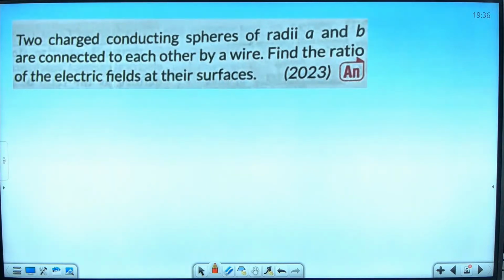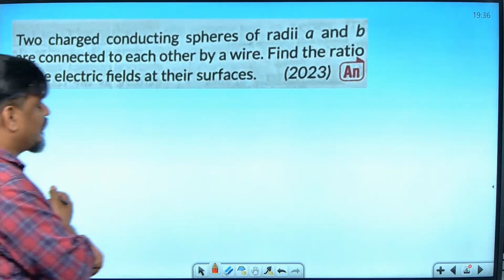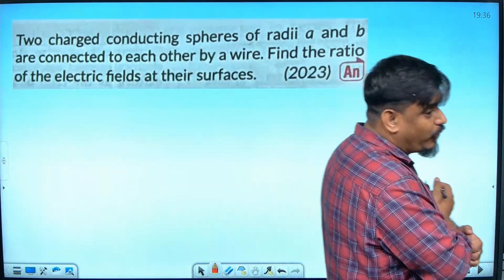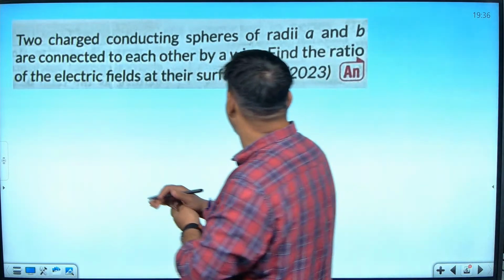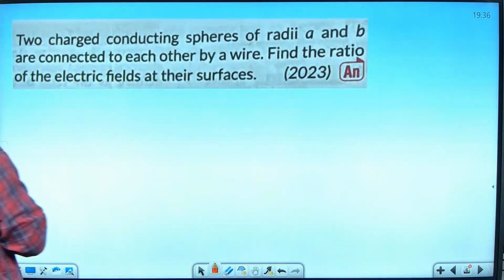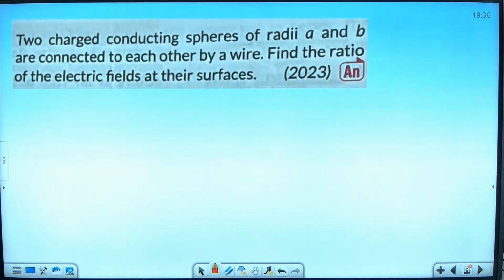Now, start solving this question, guys. This is the question from the last year board paper. Two charged conducting spheres of radii A and B are connected to each other by a wire. Find the ratio of the electric fields at their surfaces.